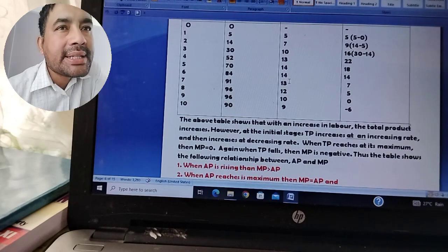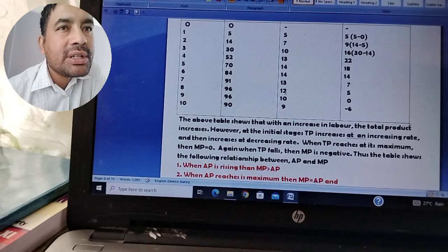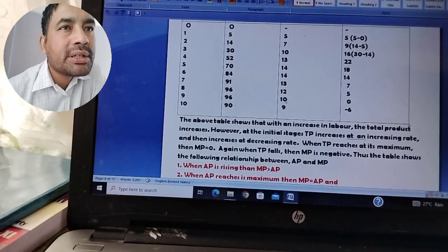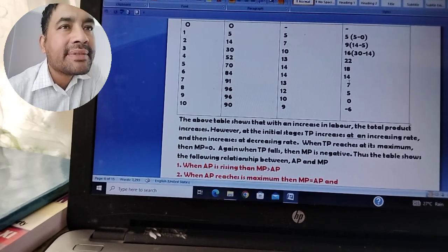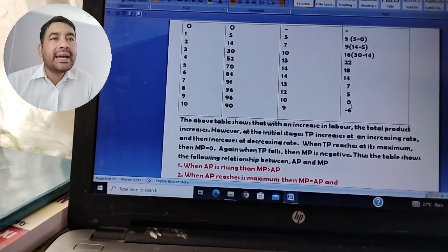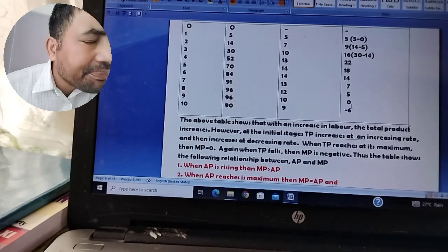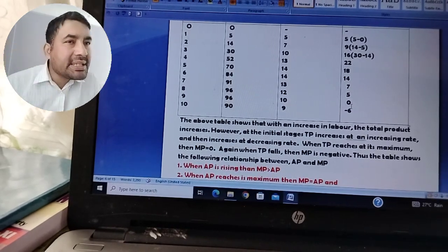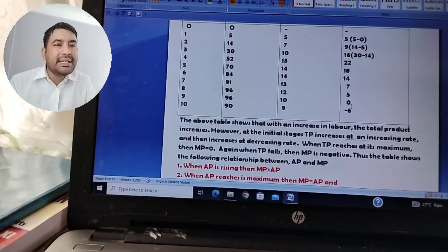Then when TP starts falling, after 14 AP becomes 13, then 12, then 10. So it is decreasing by 1 unit. But after 14, MP is decreasing to 7, then 5, then 0. That is, the rate of fall in MP is greater than the rate of fall in AP. It means when TP is decreasing, then AP is greater than MP, or MP is less than AP.